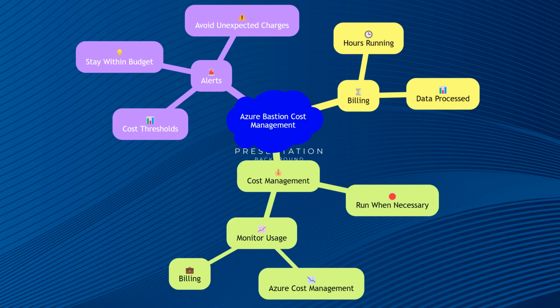Azure Bastion is billed based on the number of hours the service is running and the amount of data processed. To manage costs, ensure that you only run Bastion when necessary and monitor usage through Azure Cost Management and Billing. Setting up alerts for cost thresholds can help you stay within budget and avoid unexpected charges.